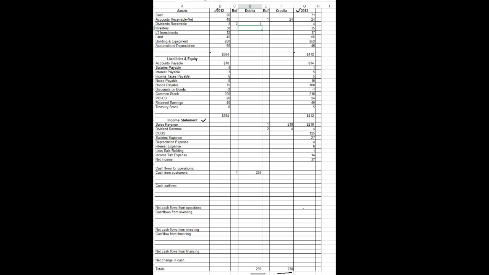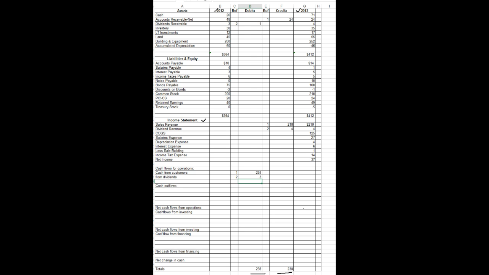So that means although my revenue was 4, I didn't receive all of it. I still am owed 1. So 4 minus 1, I must have received from dividends the difference, or 3. So my second transaction is to enter a debit of 3, cash inflows from dividends. Notice I'm still in balance. Back to the income statement.